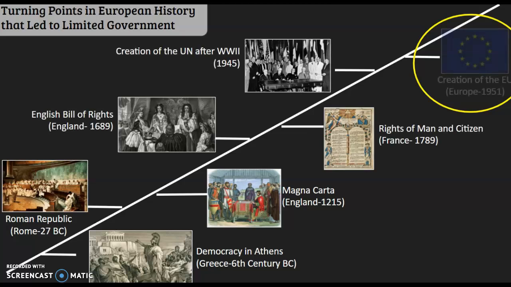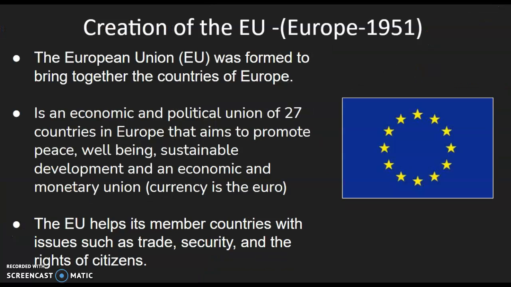All right, last one. We're talking about the creation of the EU, which stands for the European Union. This was created in 1951. The European Union was formed to bring together the countries of Europe. Okay, so this is specifically about Europe, and it is an economic and political union of 27 countries in Europe, and their focus or their aim is to promote peace, well-being, sustainable development, and an economic and monetary union.